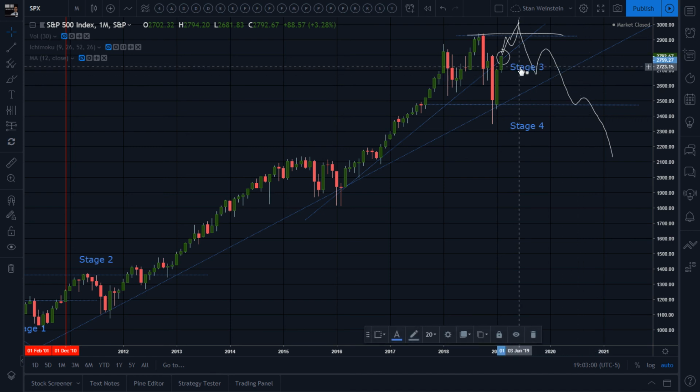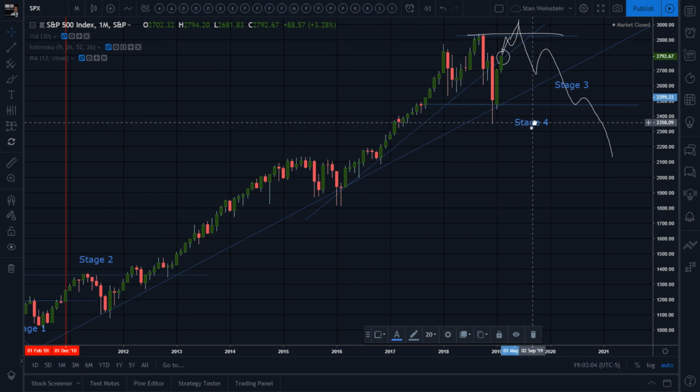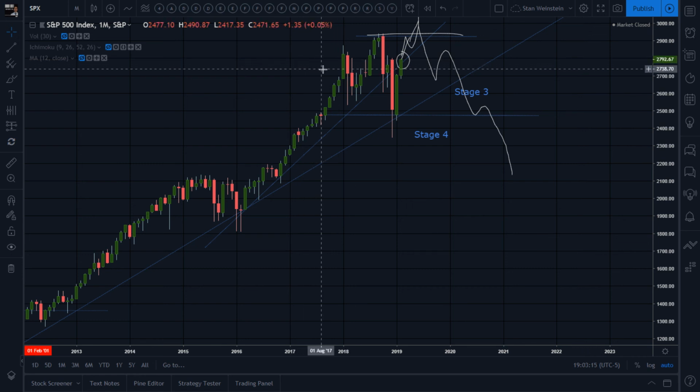Embryonic stage 3, and then stage 4 when we close below those lows of December, the close or the gap down of January. Is that January? Yeah. All right, guys, that's stage analysis done with just trend lines.